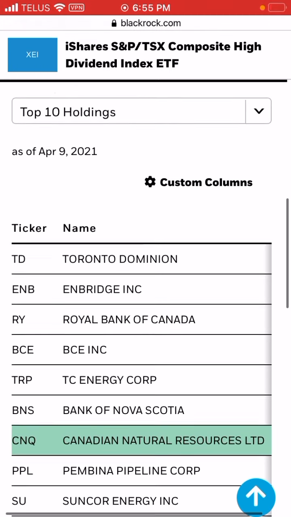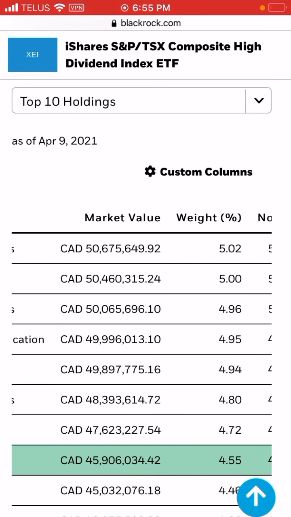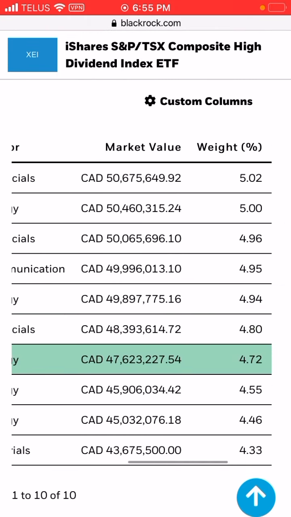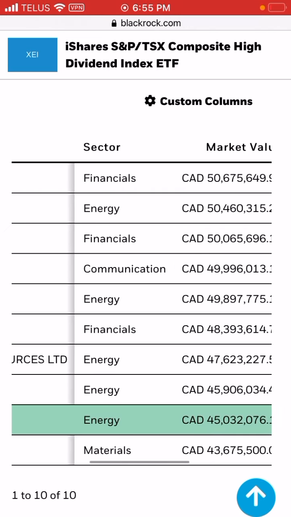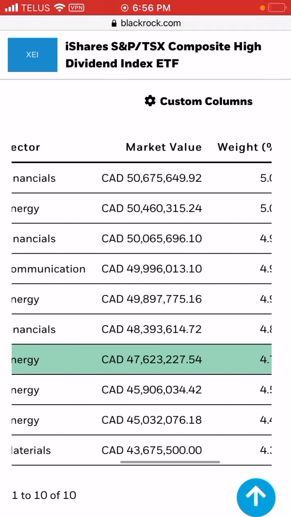And so inside XEI were a lot of dividend stocks. If we scroll to the right in here, for the weight, each of the stocks were approximately 5% of XEI. And so if I have invested $100 in XEI, around $5 will be invested to Toronto Dominion because of the weight, and around $5 to Enbridge and so on. The weight is basically, for every $100 invested in XEI, how much will be invested to each of these stocks. That is the weight.